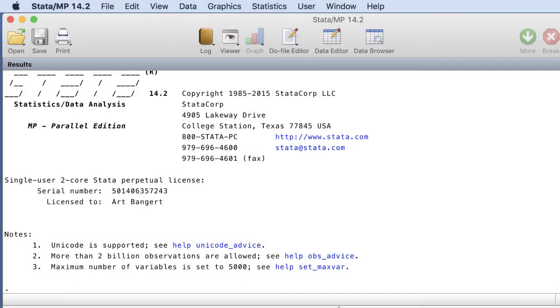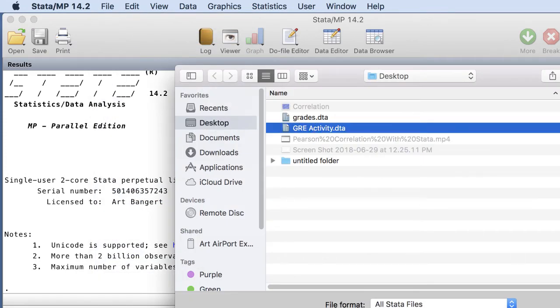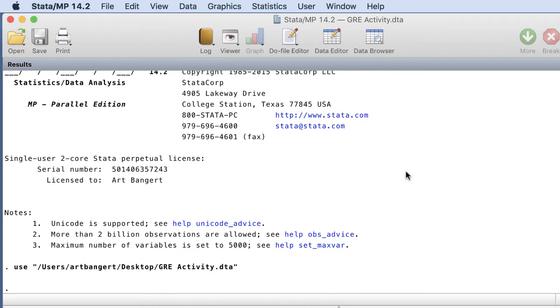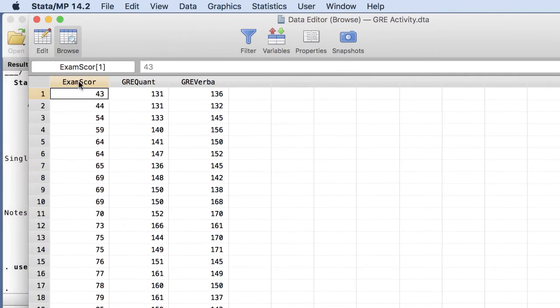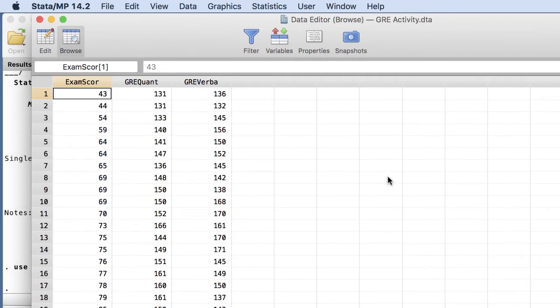For this video, I'm going to use Stata to demonstrate how to conduct a linear regression analysis. The data that we're going to use is the GRE activity data that's found in D2L. I want to browse that data a little bit and show you that we have exam score, which is our dependent variable, and then GRE quantitative and GRE verbal, which will serve as our independent or predictor variables, at least for this example, not at the same time.